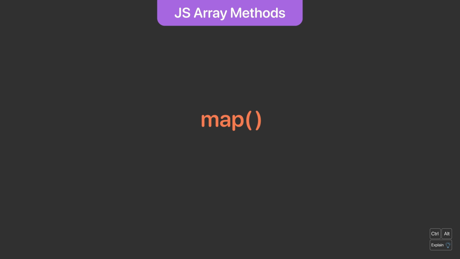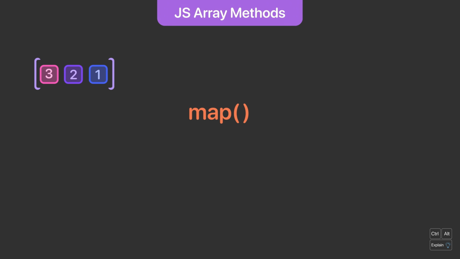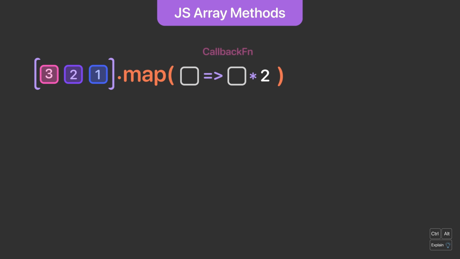Map is an array method that transforms each element and returns a brand new array. It takes an existing array, applies a function to every item, and collects the results for you. When we use map, we pass a callback function to it. This callback decides how each element should be transformed.